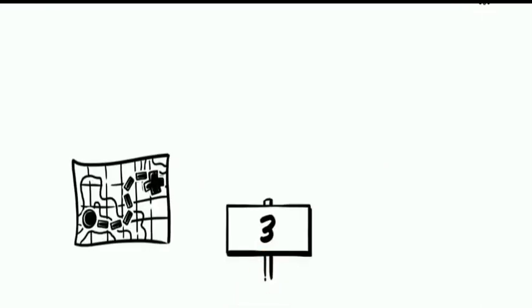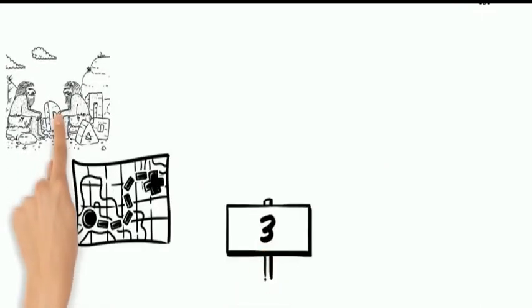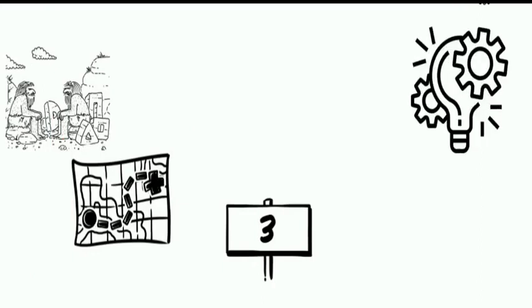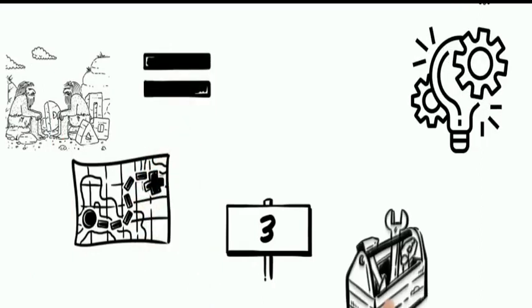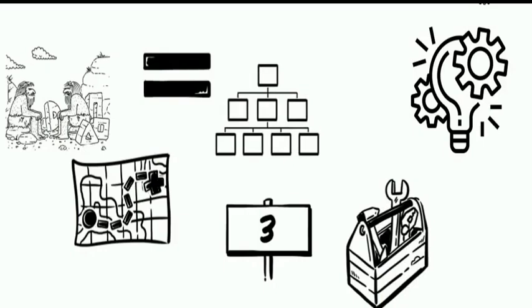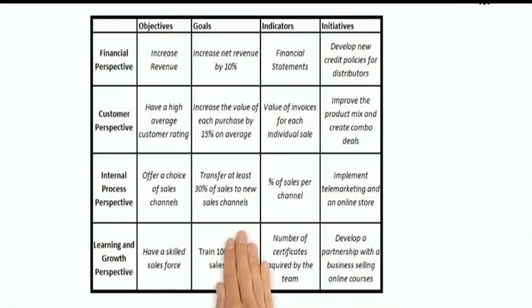We would now look at three examples of strategic maps that are generated during the development of balanced scorecard projects, which summarize all of the work for the organization. Balanced scorecard example regarding strategic map for a dairy plant. Four columns heading from left to right are objectives, goals, indicators, and initiatives. Four rows headings are financial, customer, internal process, and learning and growth perspectives.